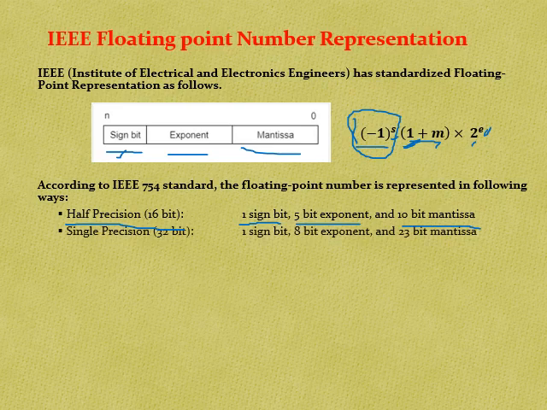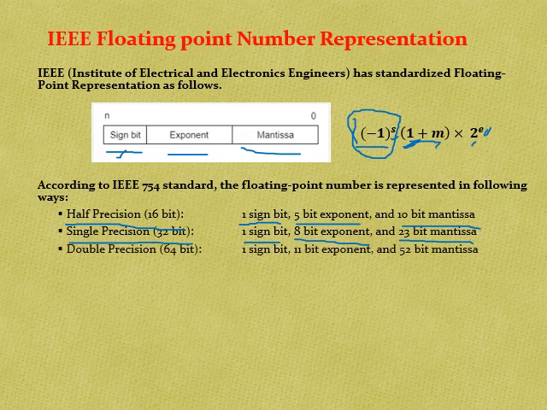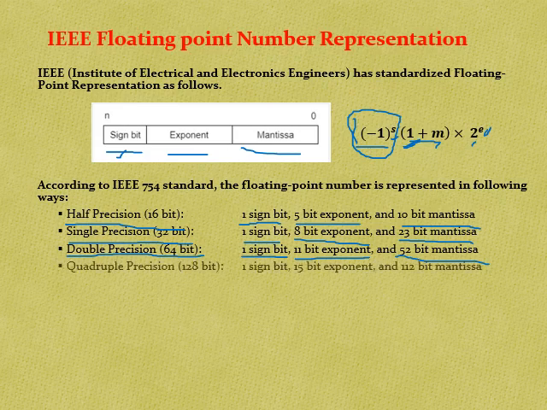The next representation is the single precision representation. Single precision consists of a total of 32 bits. In these 32 bits, 1 bit is for the sign bit, 8 bits for the exponent, and 23 bits are for the mantissa. The next representation is the double precision. In double precision, a total of 64 bits are used. Out of these 64 bits, 1 bit is for the sign, 11 bits are for the exponent, and 52 bits are for the mantissa.